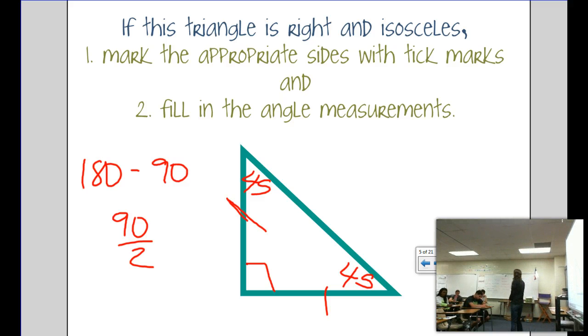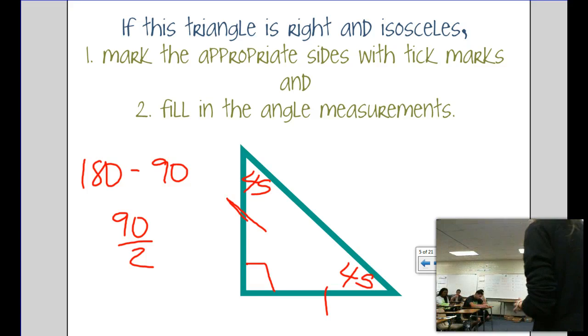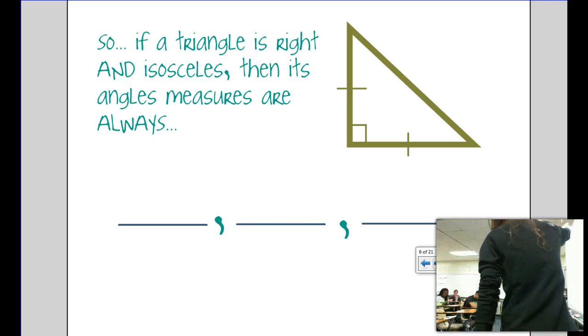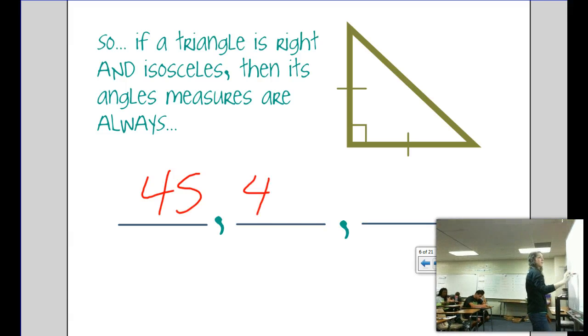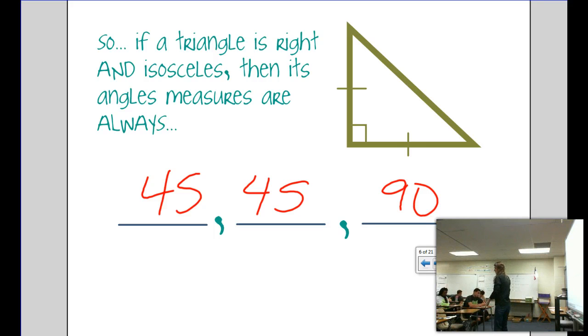So we are going to call this, like it says on the board, it says for yesterday, but we moved things back. We're going to call it a 45, 45, 90 triangle. And we are only talking about these kind of triangles today. So what we're going to learn is not going to work for any other triangle except for 45, 45, 90. So the triangle's right and isosceles, and its angle measures are always 45, 45, 90. Just put it in your notes. Thank you for taking a break from your coloring too. Write that down.